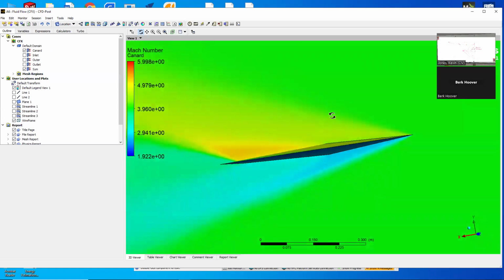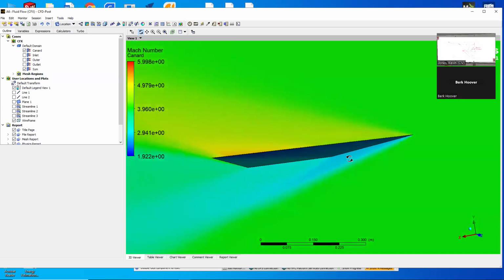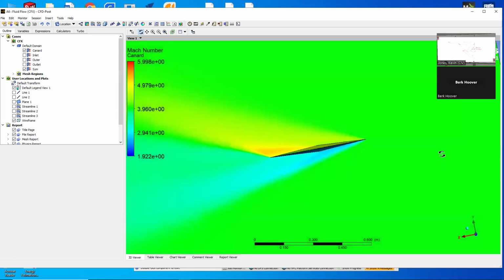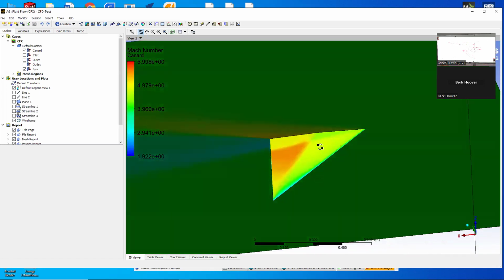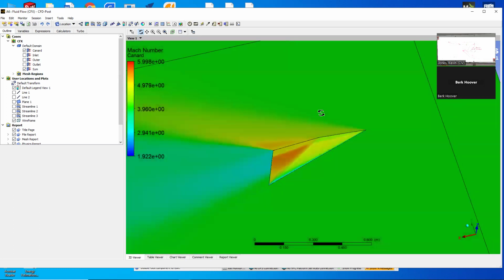So let's see, here we go. Here's Mach number. So 4 at the inlet, and down here we're getting down to, what is it, just under 2, and then approaching 6 on the top. So you get some kind of interesting stuff. You try to figure out what's going on here.